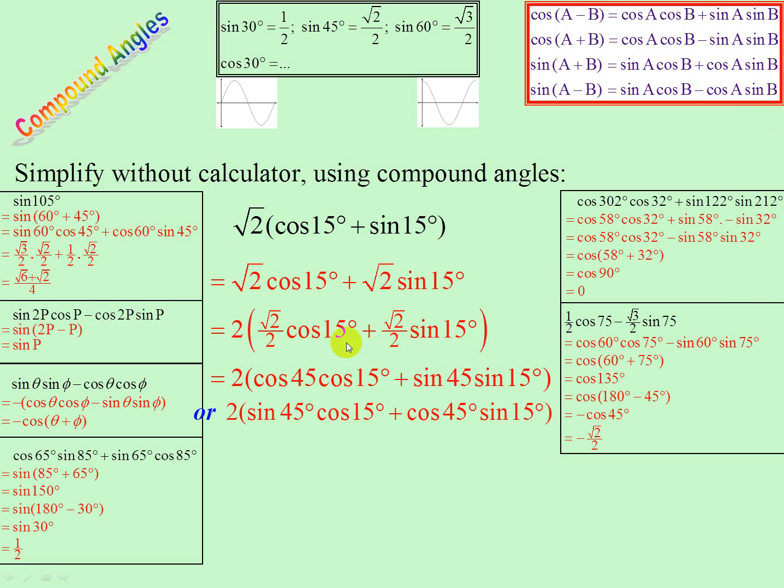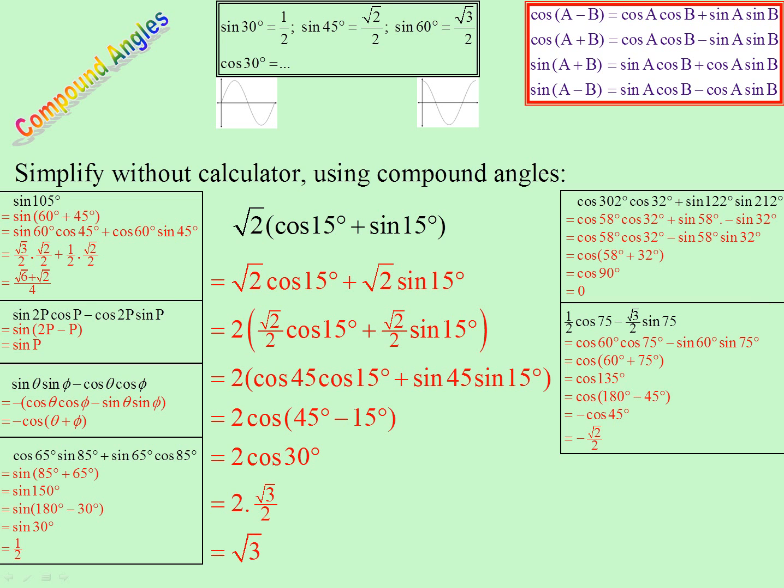We could have done that. We could have used sine cos there instead, and use the sine expansion. But we'll just keep with the cos one now. There we are. 2 cos 30, 2 times root 3 over 2, root 3. If you'd put sine there and cos there, you would have ended up with the same answer.